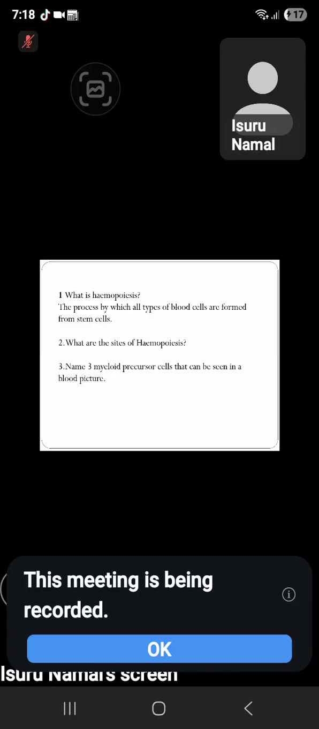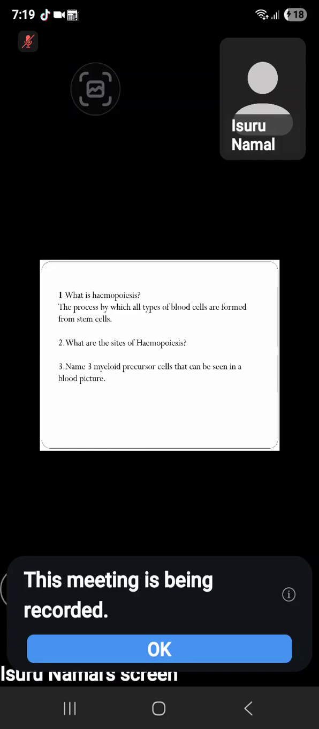presentation. When we start this, what is hemopoiesis? Hemopoiesis is the process by which all types of blood cells are formed from stem cells, as we all know. We already learned hematology. Then we know that hemopoiesis starts in the bone marrow. And what are the sites of hematopoiesis? Now you try to plan your answer. Name three myeloid precursor cells that can be seen in a blood picture.